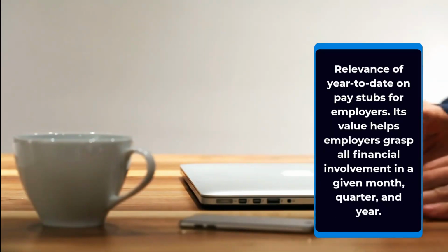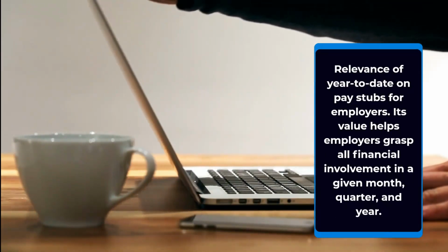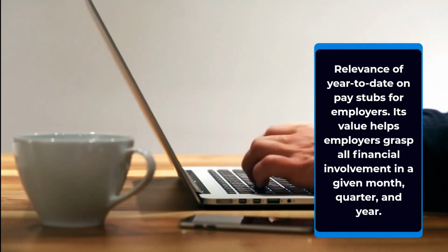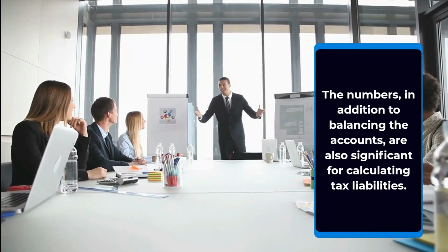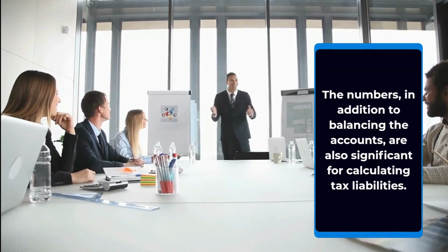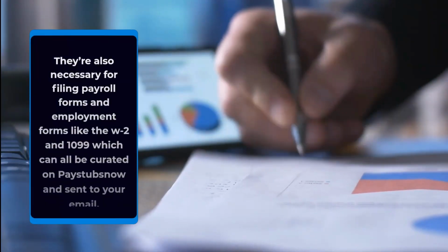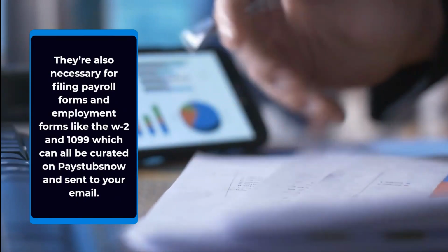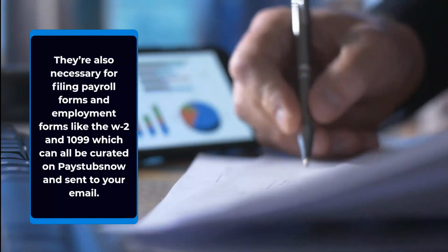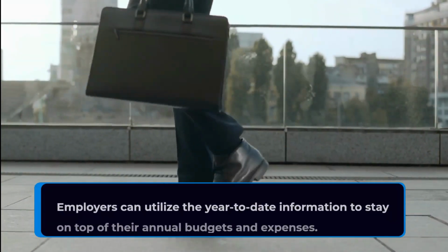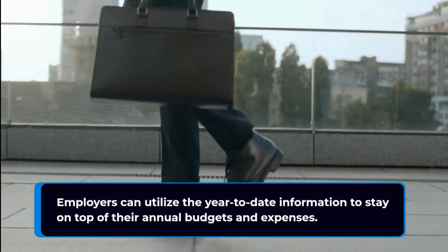Its value helps employers grasp all financial involvement in a given month, quarter, and year. The numbers, in addition to balancing the accounts, are also significant for calculating tax liabilities. They're also necessary for filing payroll forms and employment forms like the W-2 and 1099, which can all be curated on PayStubsNow and sent to your email. Employers can utilize the year-to-date information to stay on top of their annual budgets and expenses.